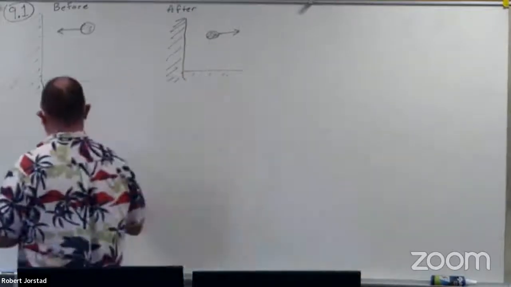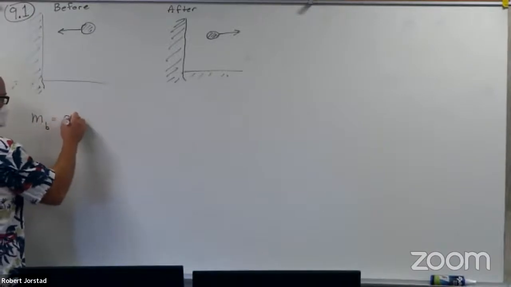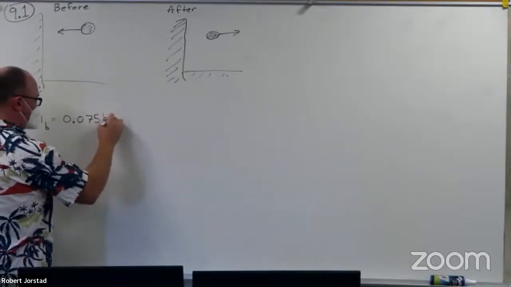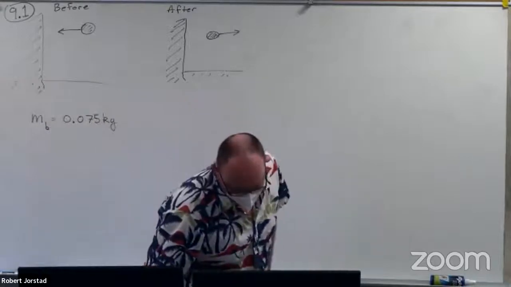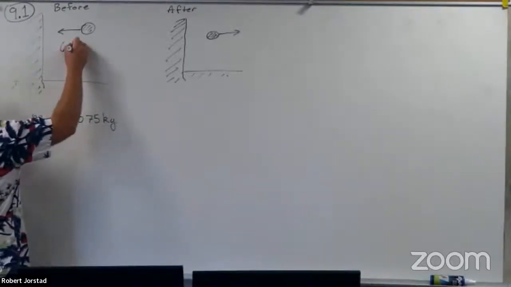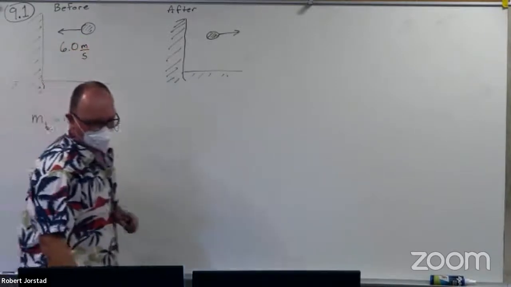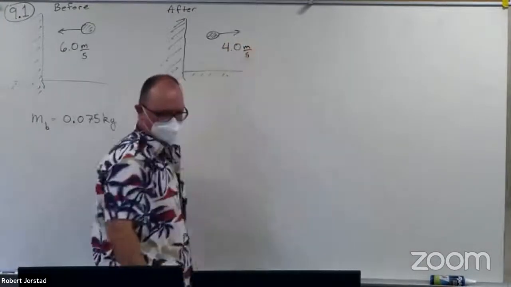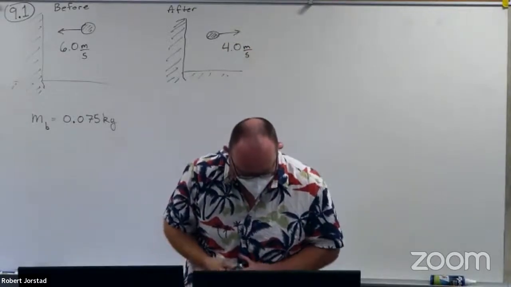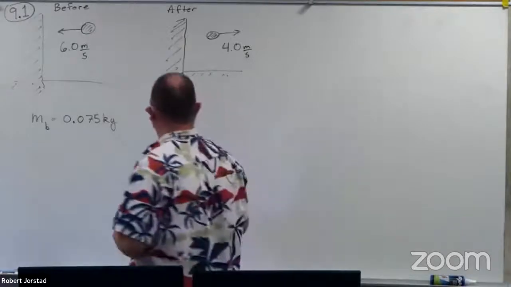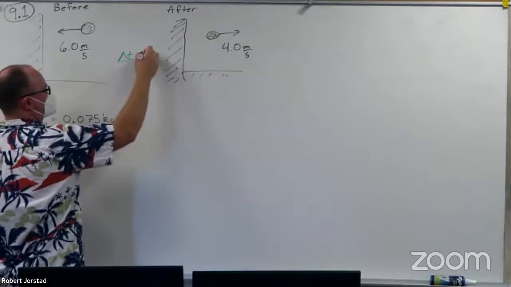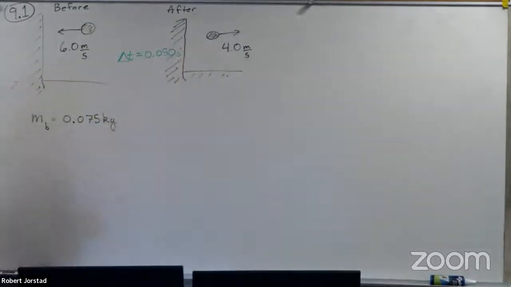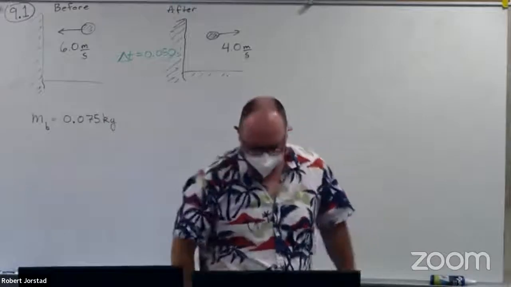We know the mass of the bouncy ball: 0.075 kilograms, or 75 grams. We know initially it's moving 6.0 meters per second to the left. Afterwards, it's 4.0 meters per second to the right. And we're told it's a collision time of 0.05 seconds. Hopefully that makes sense when I say collision time: the contact time between the ball and the wall, the time that they're in contact.